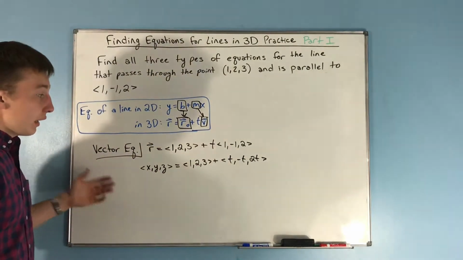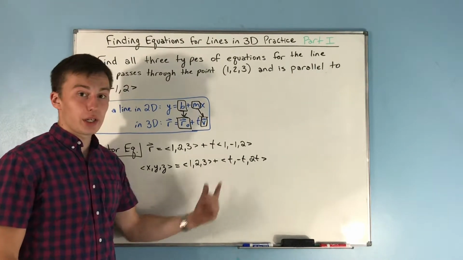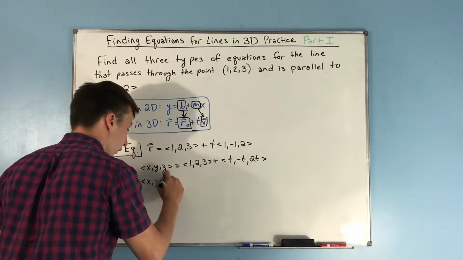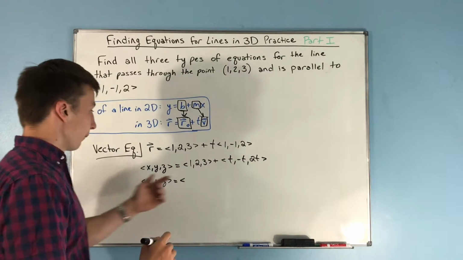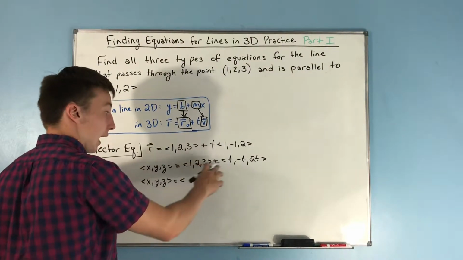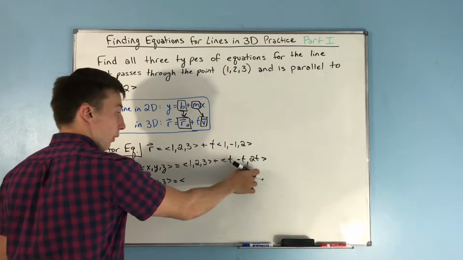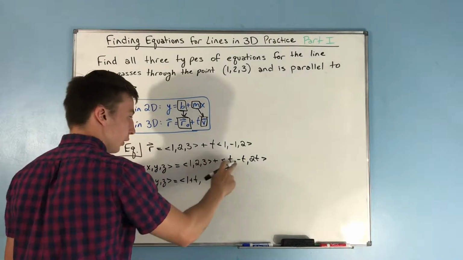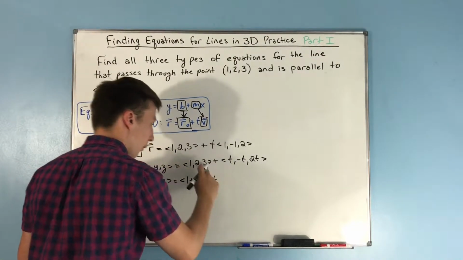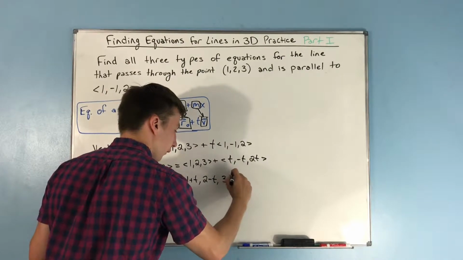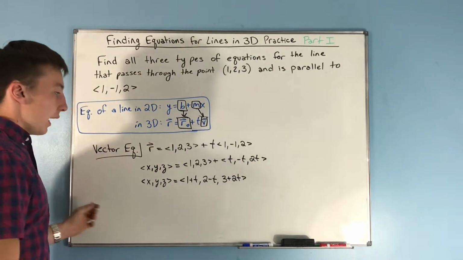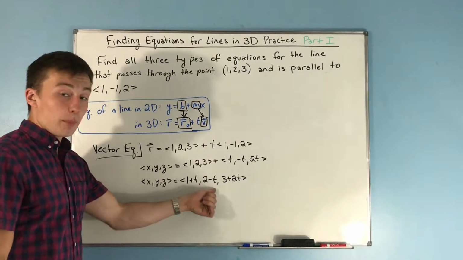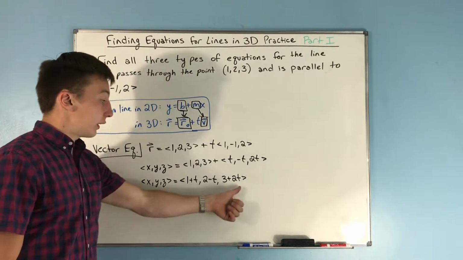After we do some vector addition here, we get our parametric equations. So <x, y, z> equals, doing that vector addition, we add the x components, the y components, and the z components. So we get <1 plus t, 2 minus t, 3 plus 2t>. The x component here is equal to the x component here, the y component here equals the y component here, and the z component here equals the z component here.